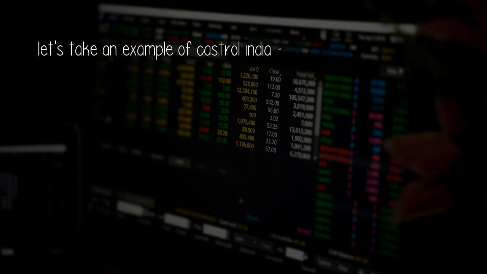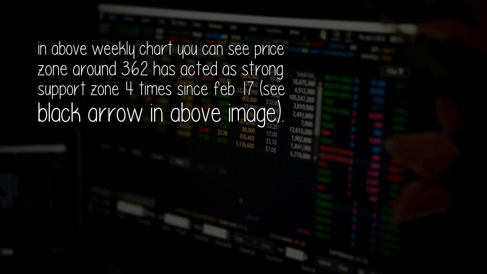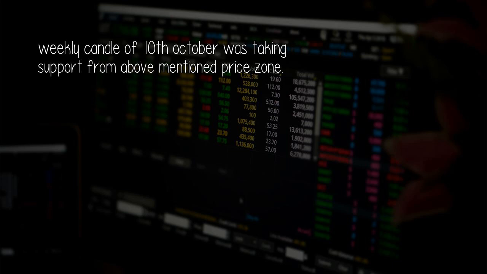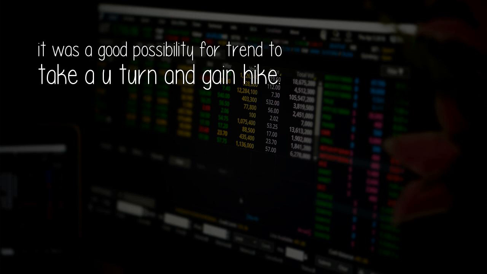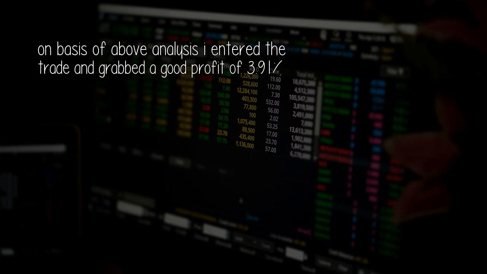Let's take an example of Castrol India. In the above weekly chart you can see the price zone around 362 has acted as a strong support zone 4 times since February 17th. See the black arrow in the above image. The weekly candle of 10th October was taking support from the above mentioned price zone. It was a good possibility for the trend to take a U-turn and gain high. On the basis of the above analysis I entered the trade and grabbed a good profit of 3.91%.